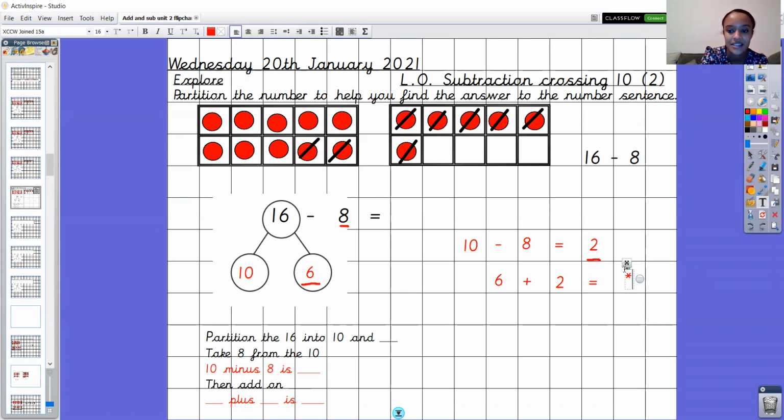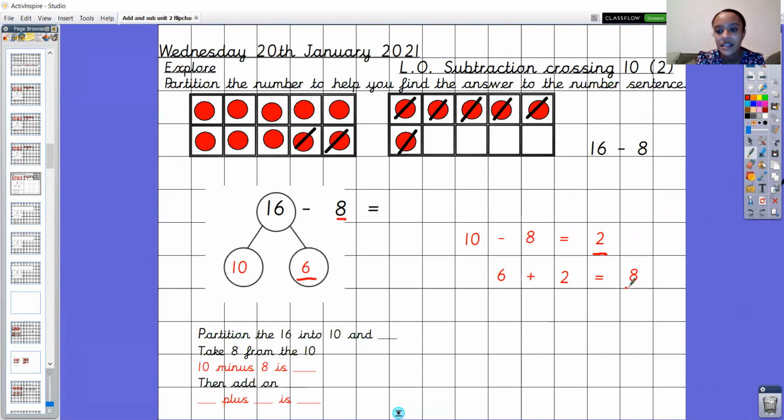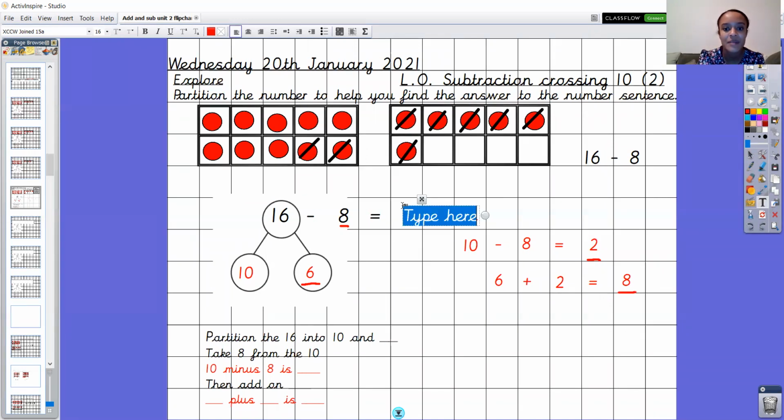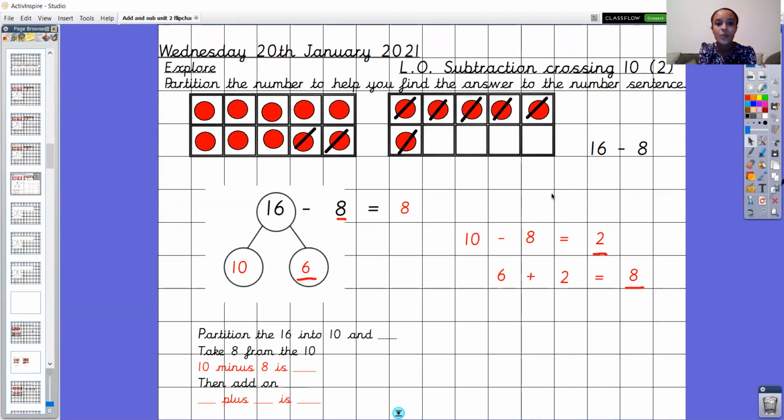So 6 add 2. Oh my goodness, I'm getting all my numbers wrong. 6 add 2 is 8, and therefore my answer to my number sentence, 16 take away 8 is 8. Can you remember how yesterday I said that we could use our 10 strings at the top to help us double check? Although we could look at the 10 strings to start with and we'd be able to find out the answer, it's really good to know this method for when we come to do much harder maths as you go up the school. Okay, so now we can do a double check. 1, 2, 3, 4, 5, 6, 7, 8.